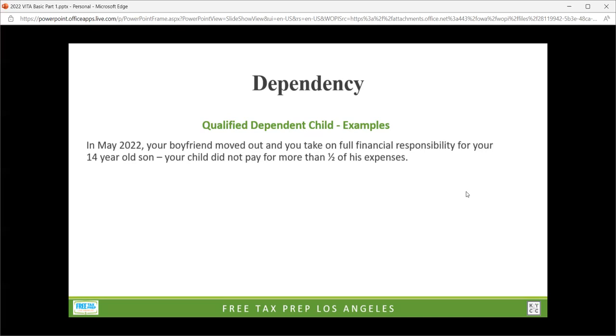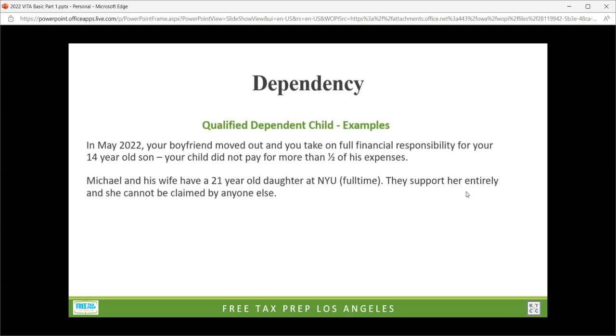We see that maybe he doesn't have any income. He has been living with you for more than 6 months. And you're taking full responsibility. So in this case, yeah, he can qualify as a dependent child.